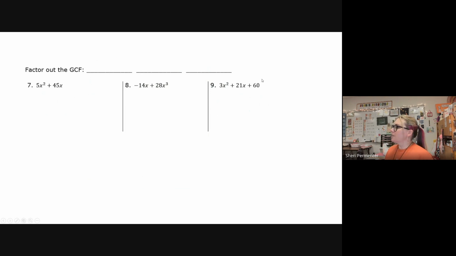The next thing that we're going to talk about is factoring out the GCF. So I'm going to skip around a little bit on the front page. So we're going to skip to question number 7. Does anybody know what the GCF stands for? What does GCF stand for? Anybody remember? It starts with greatest. Greatest common factor.